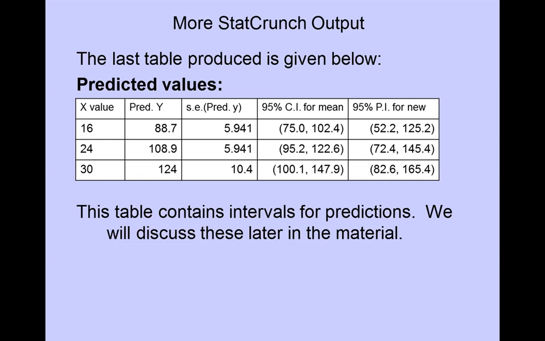Now another table that can be produced in the output gives predicted values. It gives X values like 16, 24, or 30 inches for tail length, and then it gives you some predicted Y values and some intervals, and we'll talk about this table later.